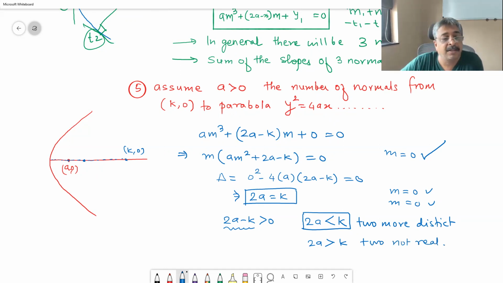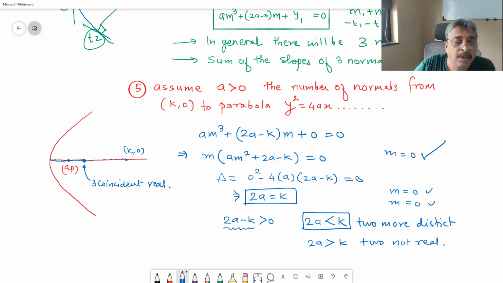Okay, so is the characterization complete? Yes. Now let me show you in this diagram. If you are sitting at this point, three coincident real normals, that is this only, three times. If you are away from this, three distinct. And if you go towards this side, then one real, two imaginary.